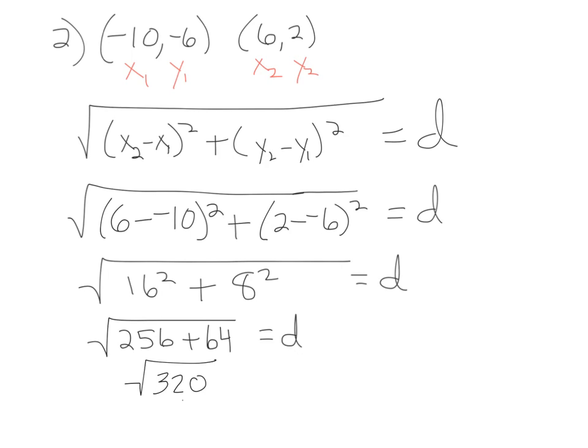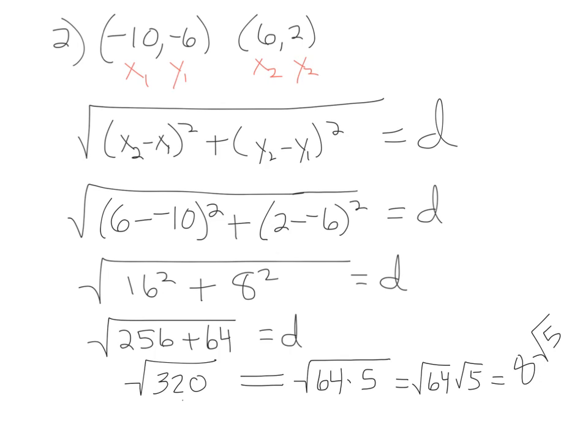But 320 has a perfect square of 64. It has a perfect square factor. So 64 times 5, actually. Now you can split it apart because you have a product, you have multiplication. And you would get 8 square root of 5. And again, we'll say it's units. It could be miles, feet, inches. We don't know really because this isn't a story problem.